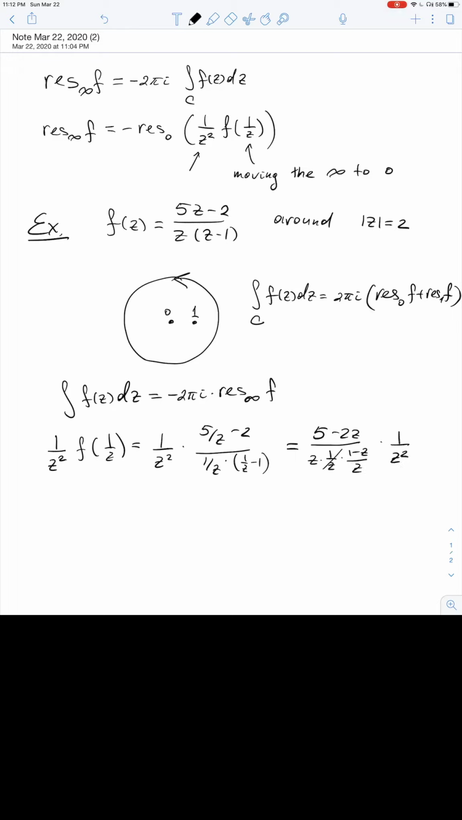I'll write it here. So these two fellows cancel out. This z goes to the top and cancels out with 1 over z squared a little bit. And so what we have is 5 minus 2z divided by z times 1 minus z. And now we need the residue of this fellow at infinity. Okay, at 0, sorry, we need the residue at 0.